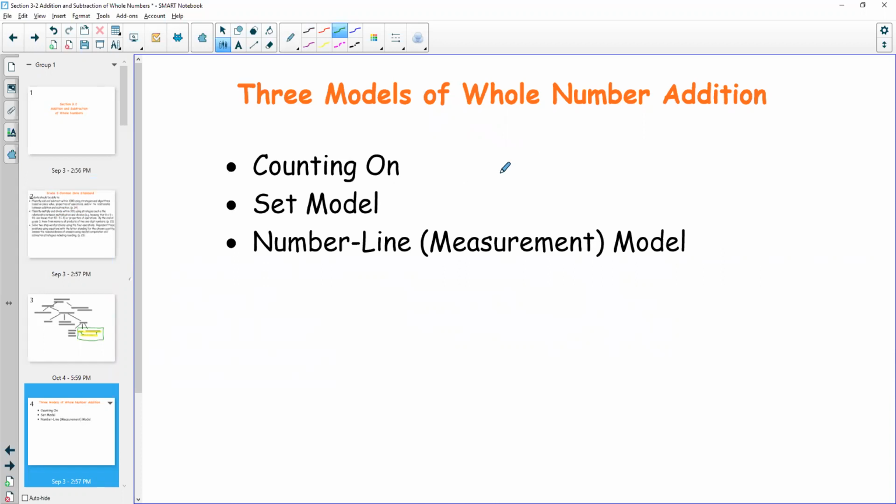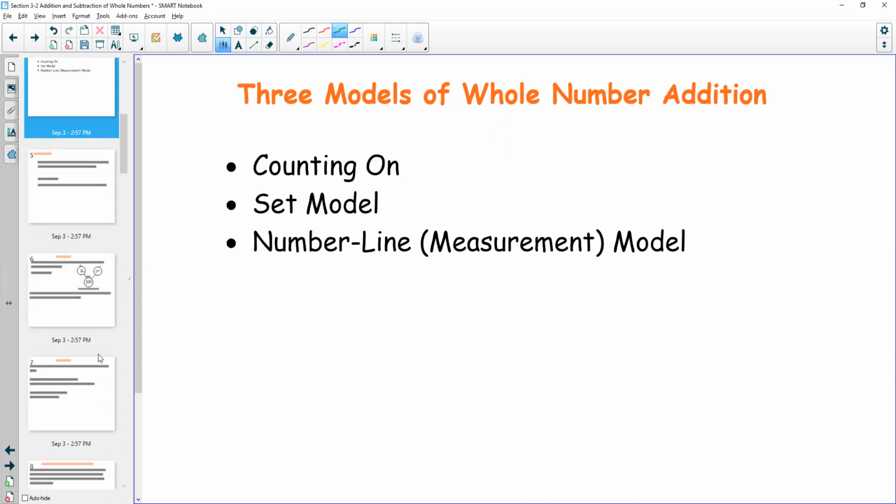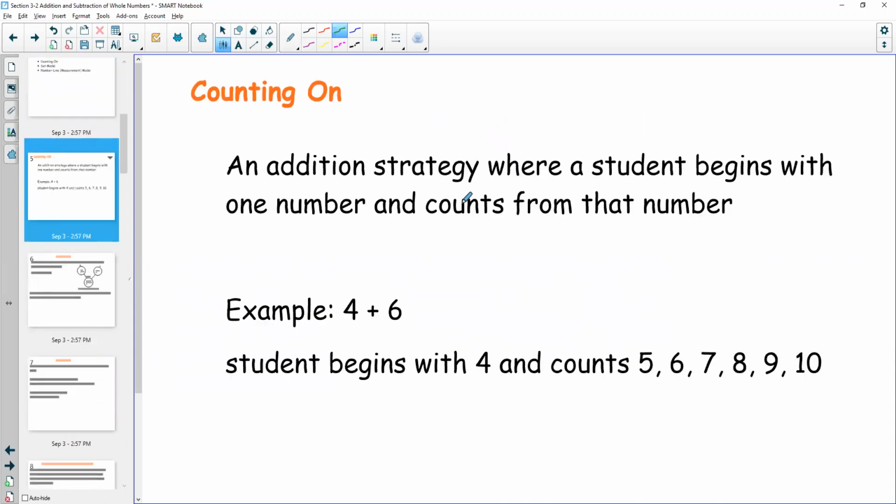So there are a number of models of addition that are really important for kids to get. So it's important that you do all of them. And one model will make more sense to a kid than another, but that doesn't mean you shouldn't show them all of them because it helps them be flexible with numbers. So when we talk about counting on, it's when a kid begins with a number and counts forward from it.